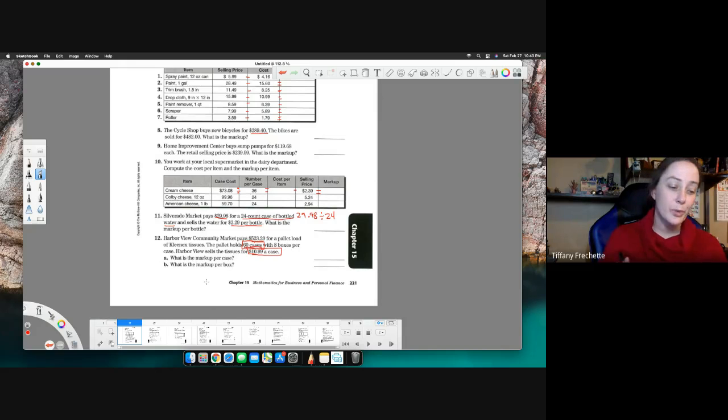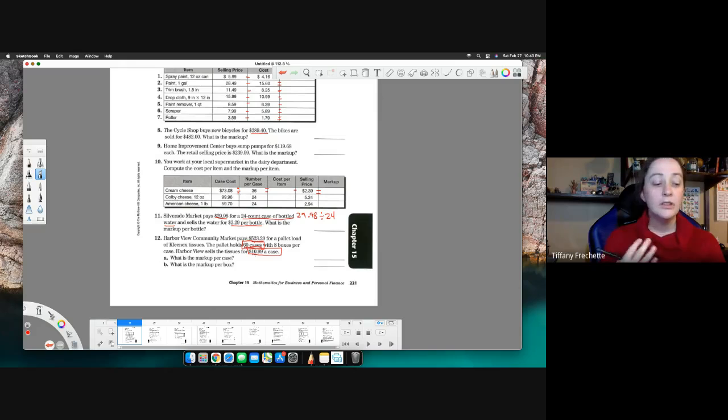So you could do this two different ways. You can divide by 60 to get the cost per case and then divide that by 8 to get the cost per box. And then you could also divide 10.99 by 8 to get the selling price per box and then subtract those two amounts.